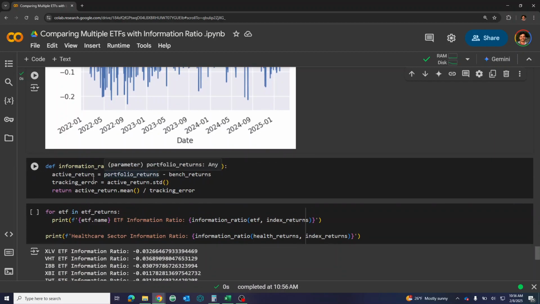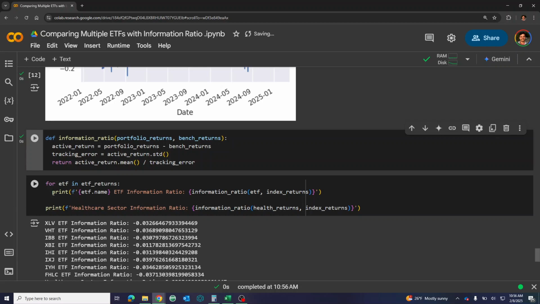So when we calculate the information ratio, you take the benchmark returns and your portfolio returns, and subtract one from the other. That's going to be your active return. Your tracking error is the standard deviation of your active return. Then you take the average active return divided by your tracking error, so your standard deviation. That gives you the information ratio.